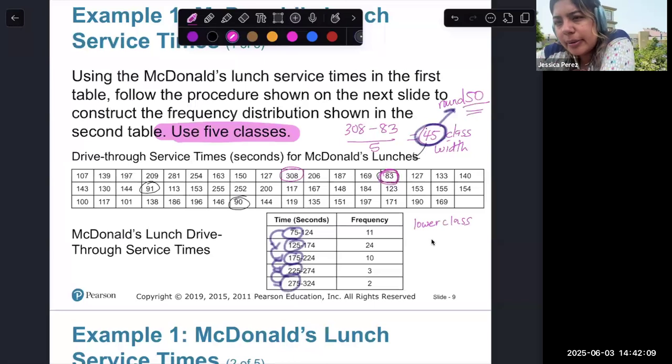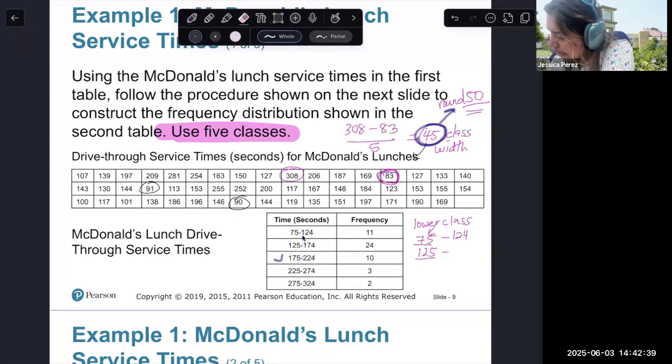Remember, my 2 frequency distributions can be different, actually. In this case, they started with 75, and then the next lower class limit would have to be 125. So 75 up to 124. So my lower class limits would be 75, 125, 175, 225, 275. And then we start to count how many numbers are there between 75 and 124.